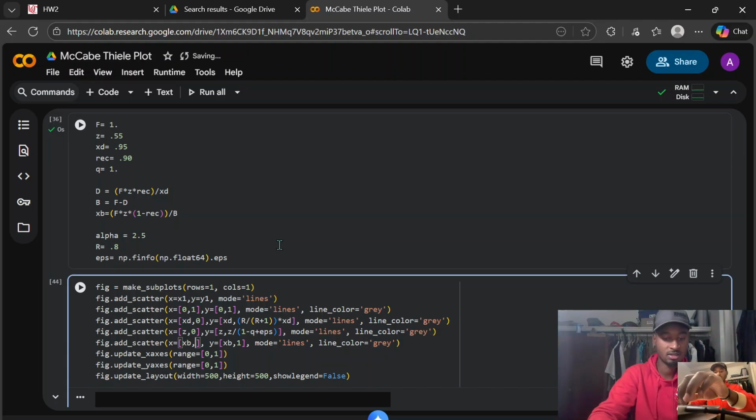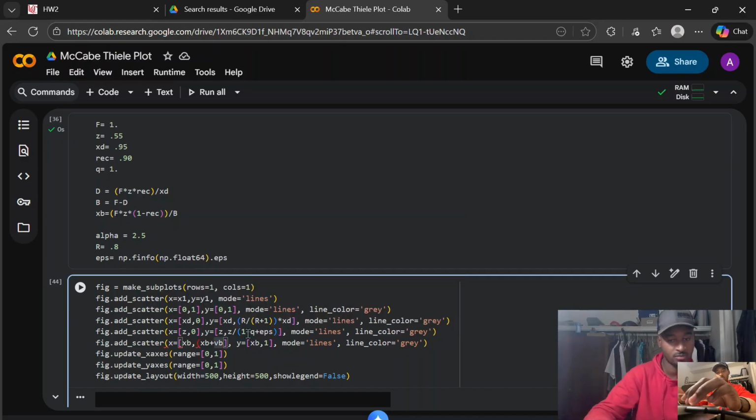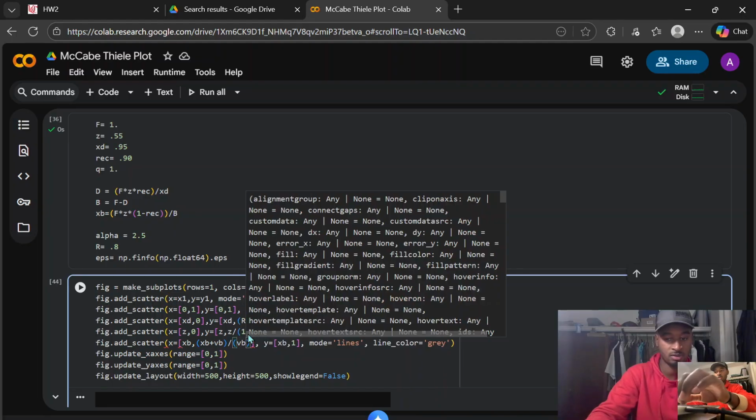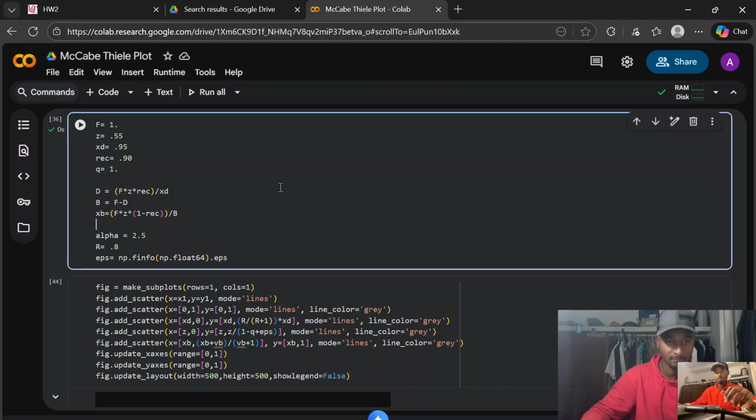when Y is 1, X is equal to XB plus VB, which we have not calculated yet, but we can put that in, divided by VB plus 1. So we do VB plus 1 there. All right. And that's what that is there. And then we just need to put in what VB is because we haven't calculated that yet.